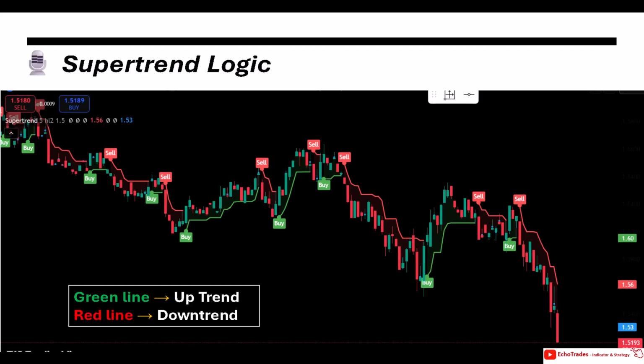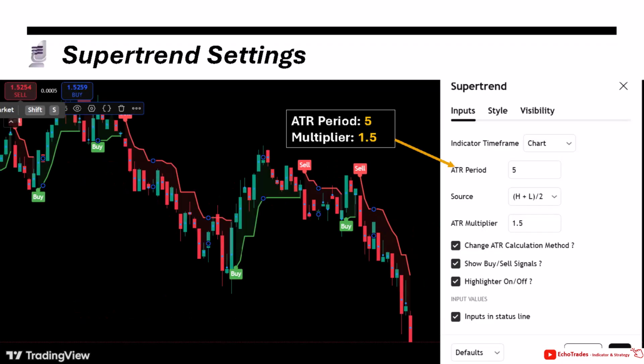But for scalping, you need speed. Speed is everything on the 1 minute. That's why the default settings just won't cut it. You've got to adjust it. We're talking an ATR period of 5 and a multiplier of 1.5. Okay, ATR 5, multiplier 1.5.